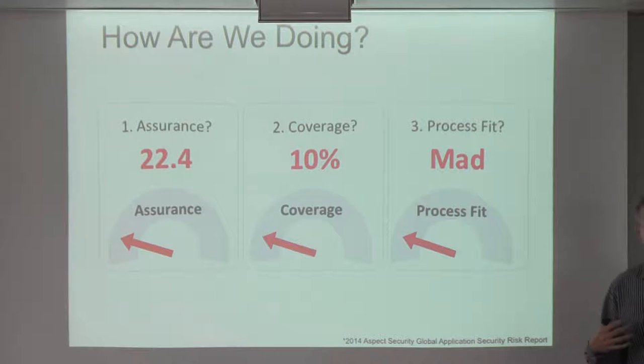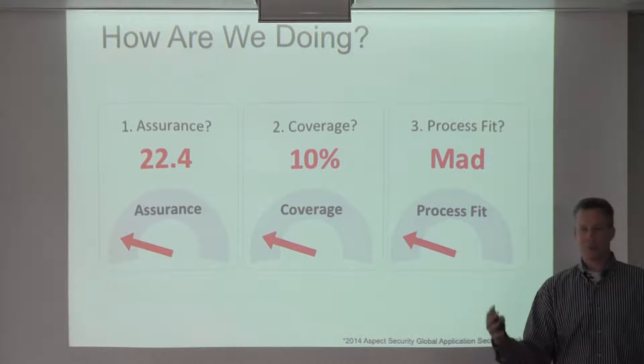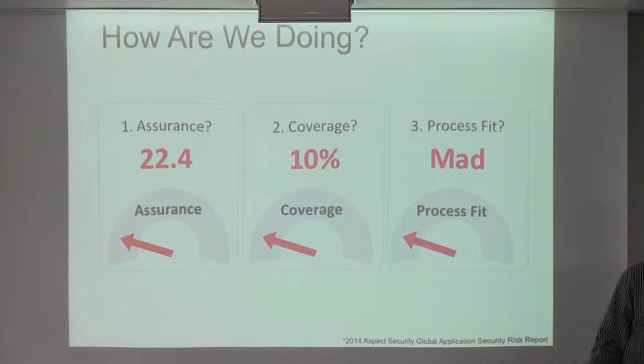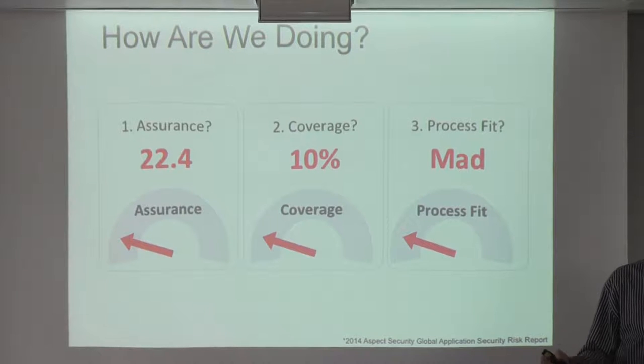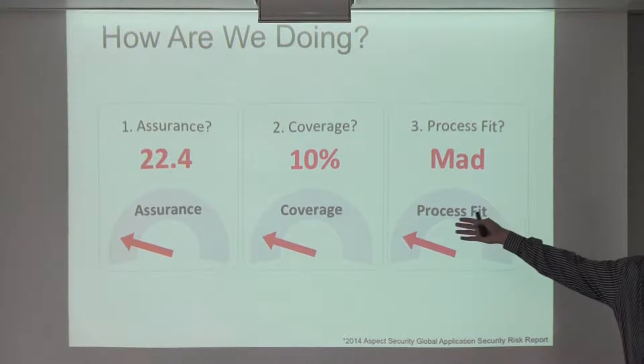So I've done work for the last 15 years with many of the major financial organizations and government agencies on their AppSec programs, and at the end of the day, I've got three metrics. I want to try to summarize the output of those programs. So in terms of assurance, those programs are not doing very well. On average, organizations are producing applications with 22.4 serious vulnerabilities in them. That's a lot. Imagine flying on an airplane if it had 22.4 serious safety problems. That would be nuts. But in AppSec, that's what's out there.